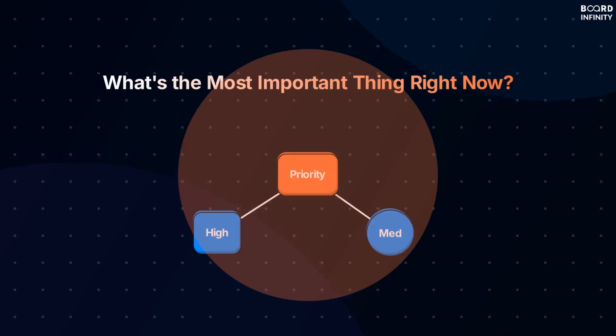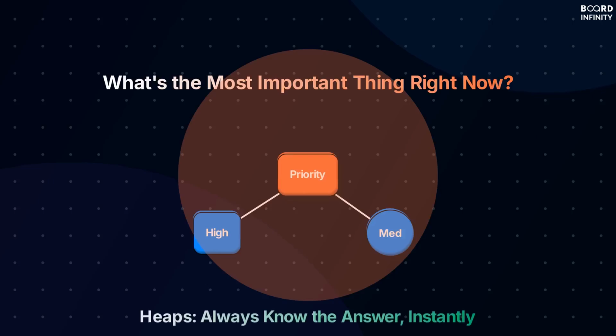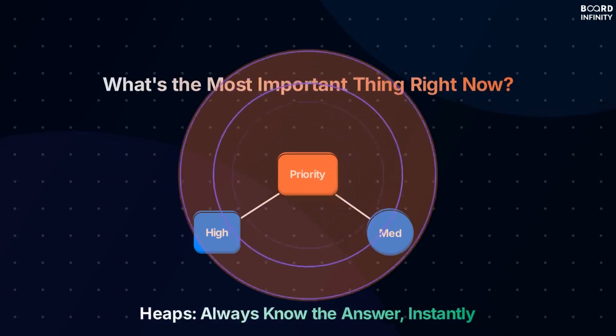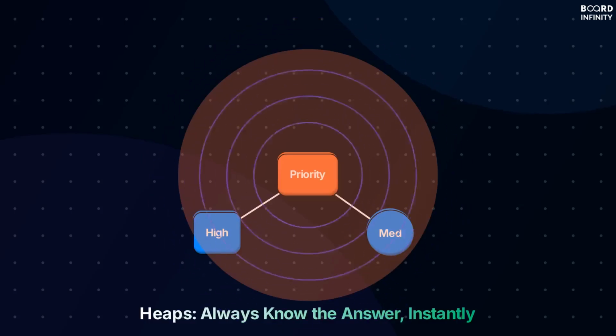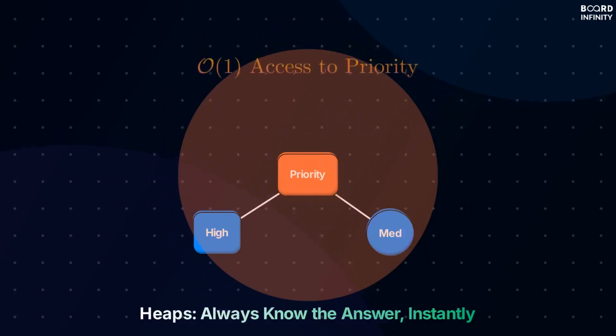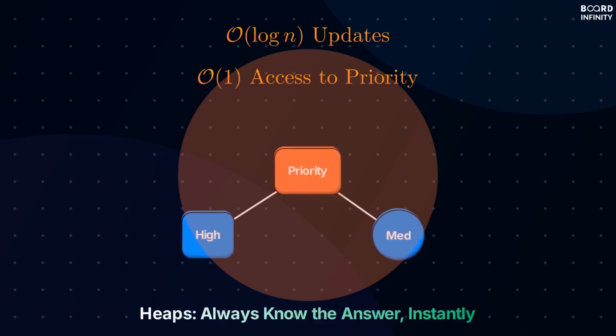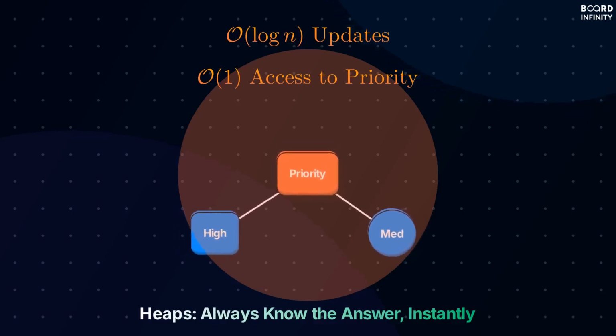The heap isn't storing everything in perfect order. It stores just enough order to answer the most important question immediately. This efficiency is why heaps are so powerful. They offer O(1) access to the highest priority item and O(log n) for updates, making them incredibly adaptable for dynamic systems. In other words, heaps make prioritization scalable.